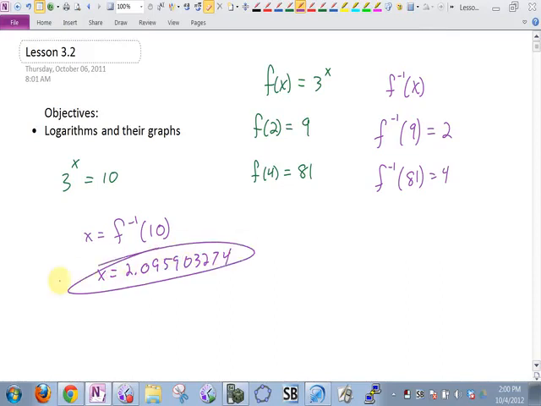So now the question becomes, okay, what is that inverse function? What was that inverse function I just plugged 10 into? And the answer is, it's a logarithm. It's a log base 3. That is the definition of a logarithm. A logarithm is defined as the inverse function of an exponential. Okay? So what is the inverse function for an exponential base 3? A log base 3. Okay?